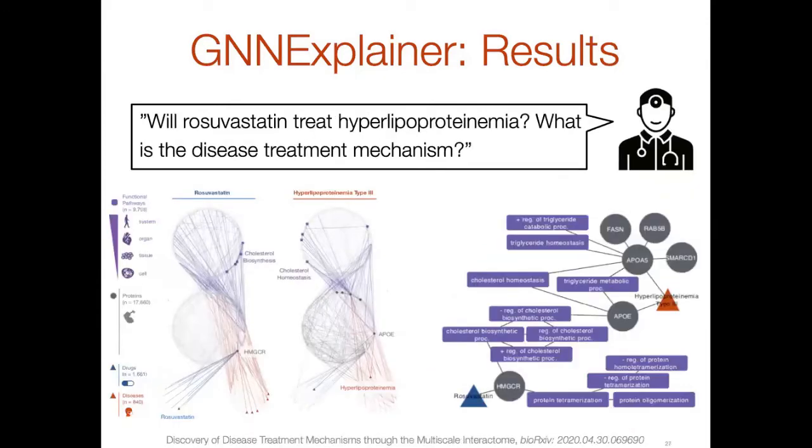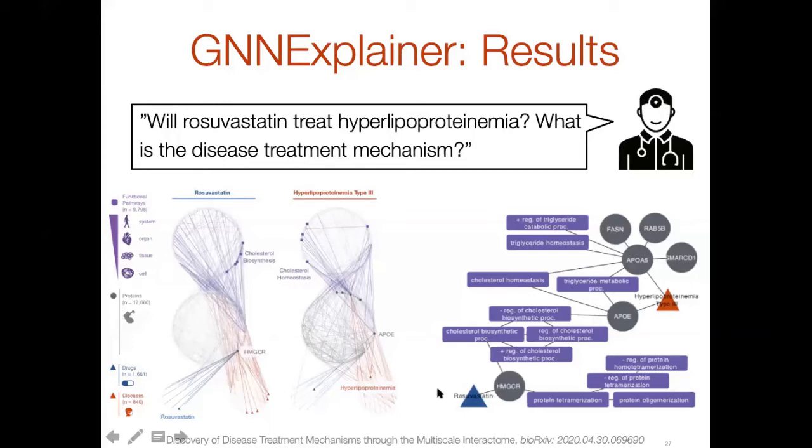Another example is domain experts asking whether a particular drug, a form of statin, will treat hyperlipoproteinemia, and then asking, well, why did the model predict that this statin will treat hyperlipoproteinemia? What is the disease treatment mechanism that the model has used to make that prediction? What the model would return would really highlight the parts of the entire data that the model has used to make that prediction.